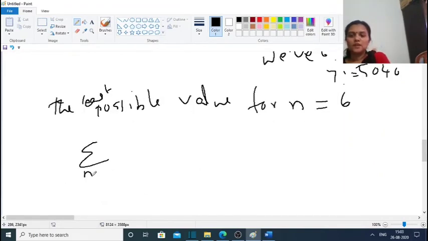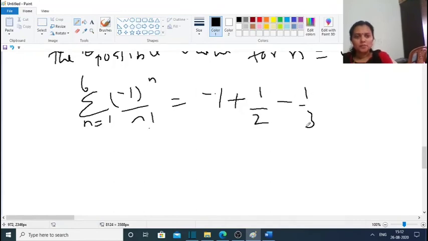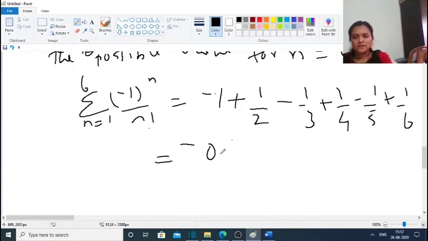Therefore sigma n equal to 1 to 6 minus 1 raised to n by n factorial is equal to minus 1 plus 1 by 2, when n is equal to 1, this will be minus 1, minus 1 by 3 plus 1 by 4 minus 1 by 5 plus 1 by 6, and the answer is minus 0.632 when corrected to 3 decimal places.